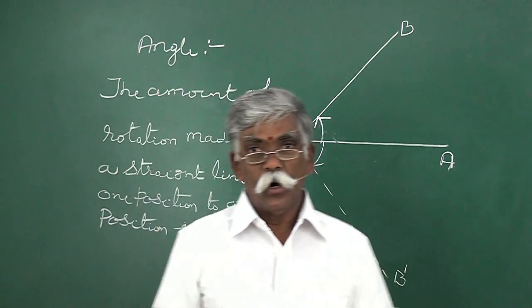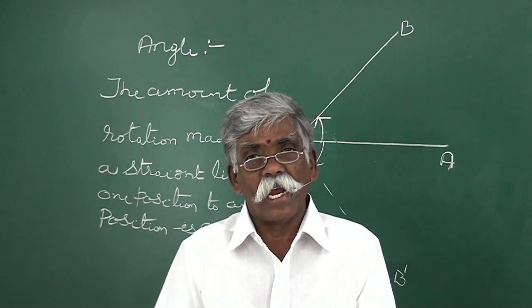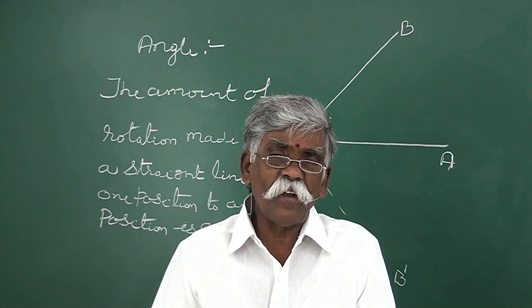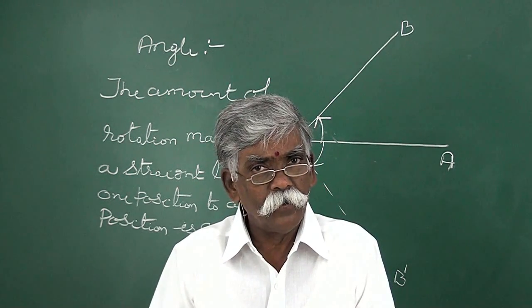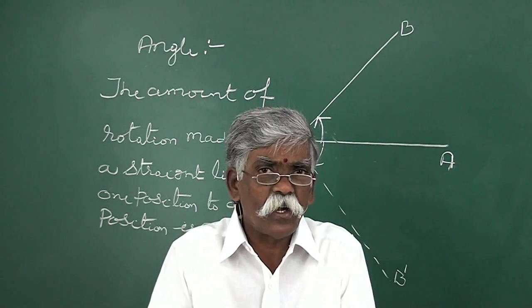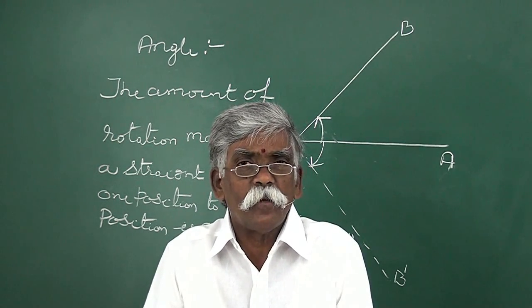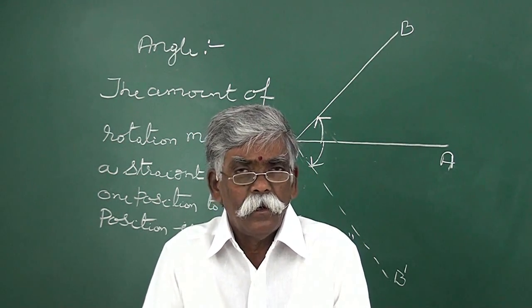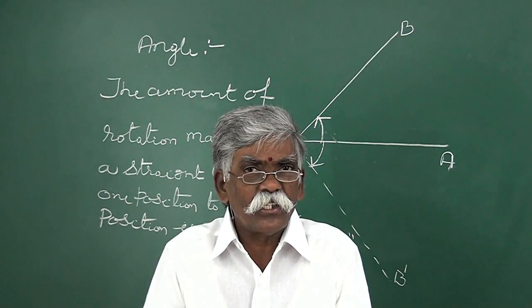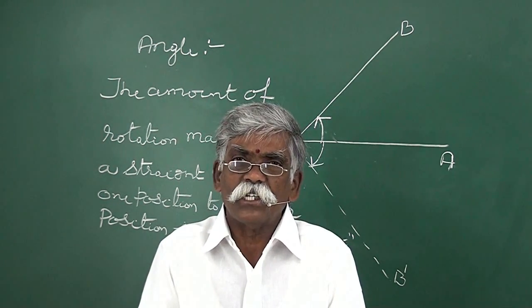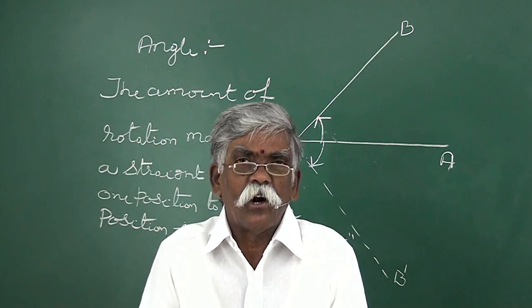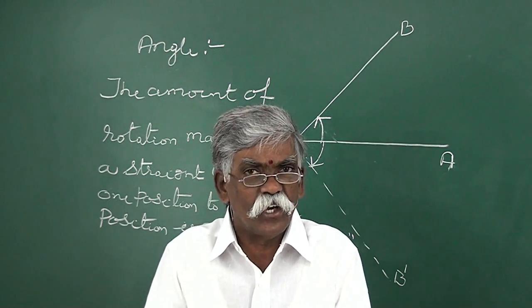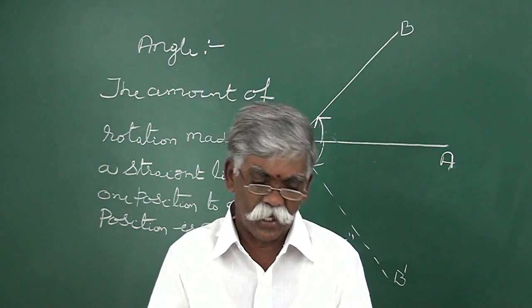Now, measurements of an angle. Measurements of an angle are of three types. Number one is sexagesimal system, which may also be called as a British system. Number two, centesimal system, which is also called as a French system. The third one is a circular measure or a radian measure.